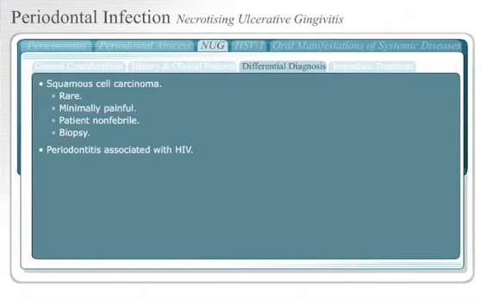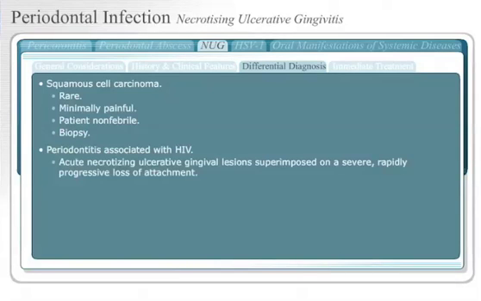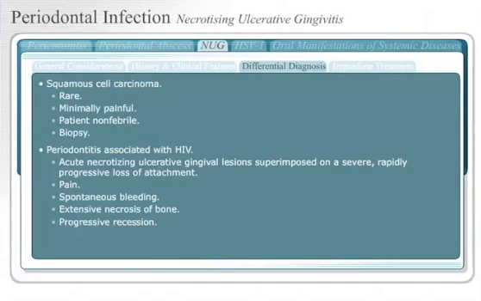Of increasing importance is periodontitis associated with human immunodeficiency virus. Robertson and Greenspan have described necrotizing ulcerative gingival lesions superimposed on a severe, rapidly progressive loss of attachment. Pain, spontaneous bleeding, and extensive necrosis of bone are also found in addition to progressive recession.